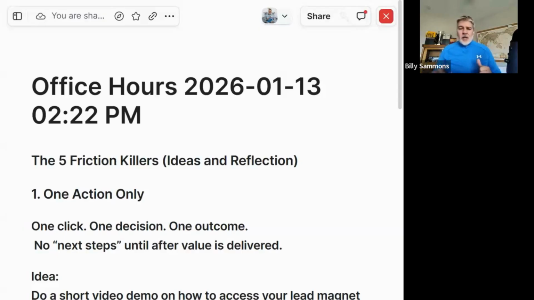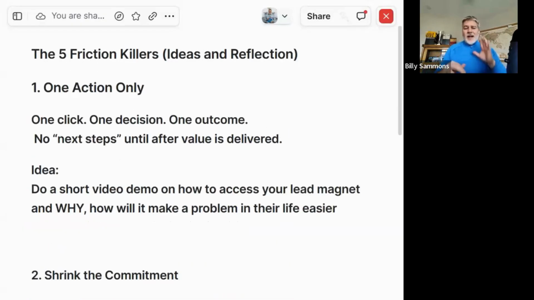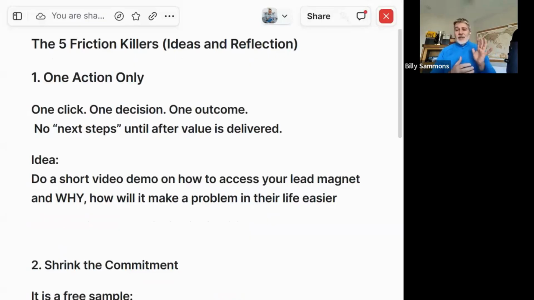So anyway, let's roll. Today we have office hours. Again, friction killers. We're going to go over 5 things that cause friction in your lead magnet that you should stop doing, or at least think about whether you're doing it effectively. Number one, making sure you have one action only. You have one click, one decision, one outcome. And don't get cute. Don't say click here to go here to get this video.